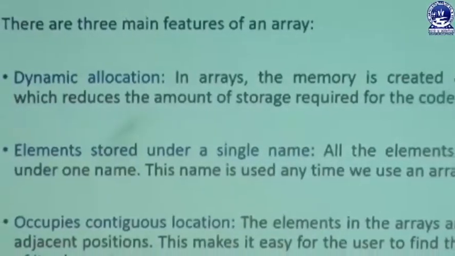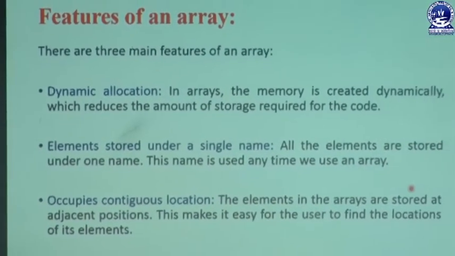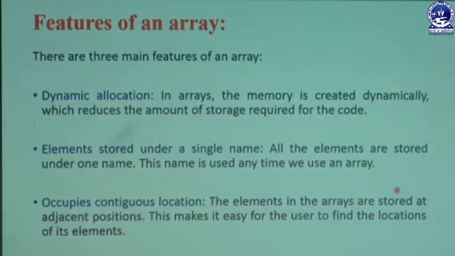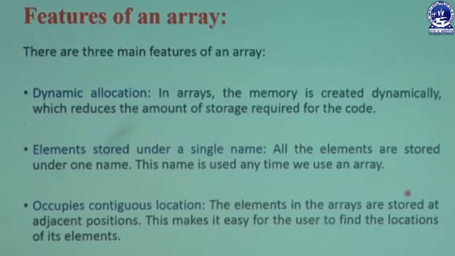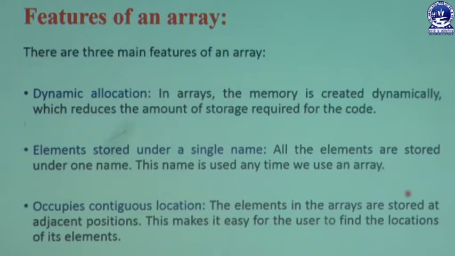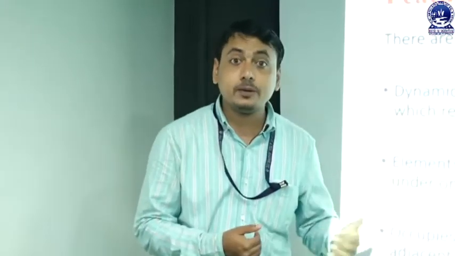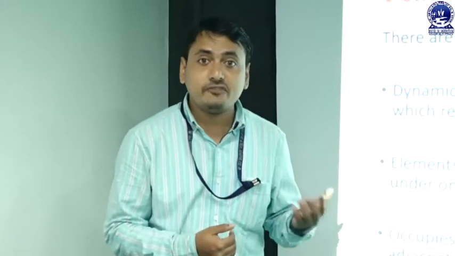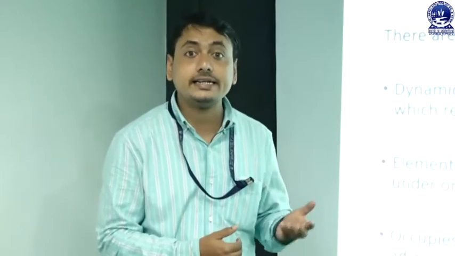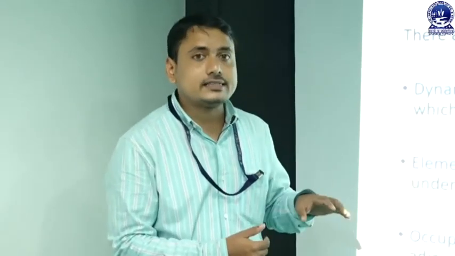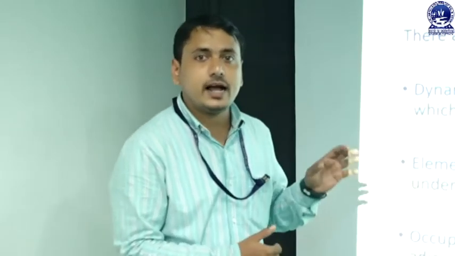Next we will learn the features of an array. Generally there are 3 main features of an array. The first most important feature is known as dynamic allocation. In arrays the memory is created dynamically, which reduces the amount of storage required for the code. Due to dynamic allocation, we can also declare the size of an array at the time of execution with the help of the Scanner class, or we can use the BufferedReader class. By using these 2 options we can give the size of an array dynamically.